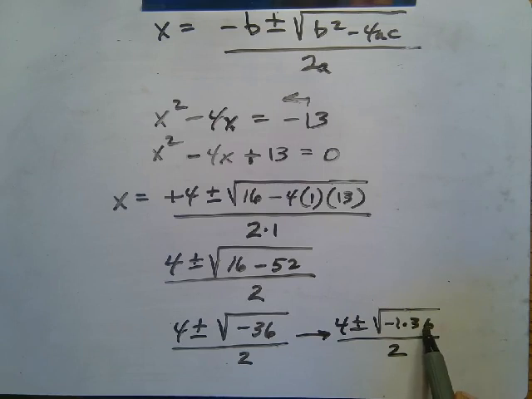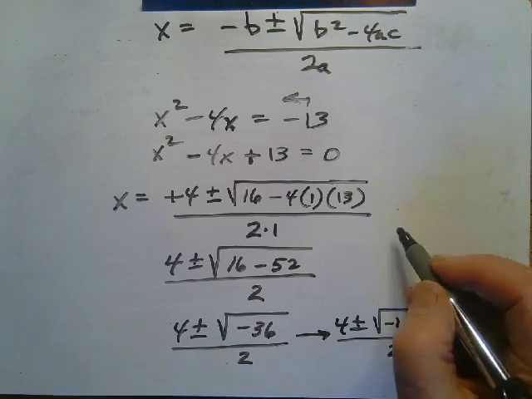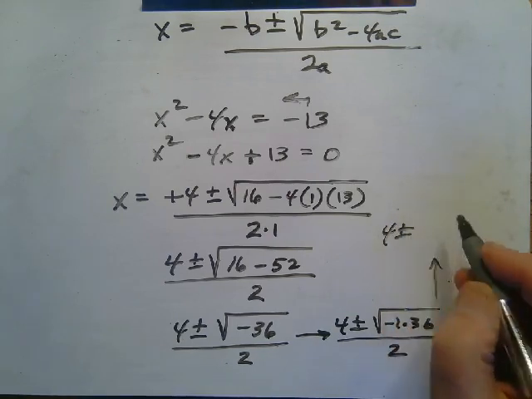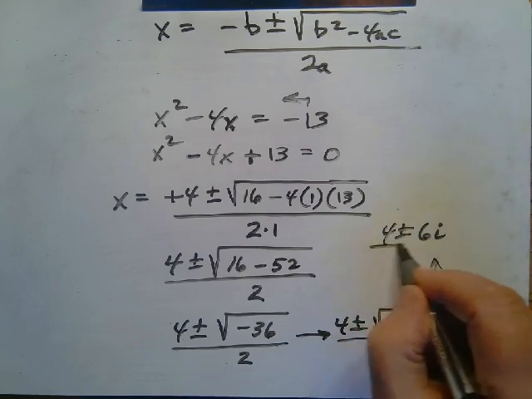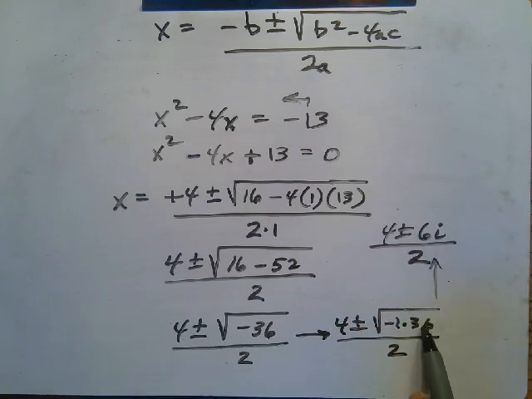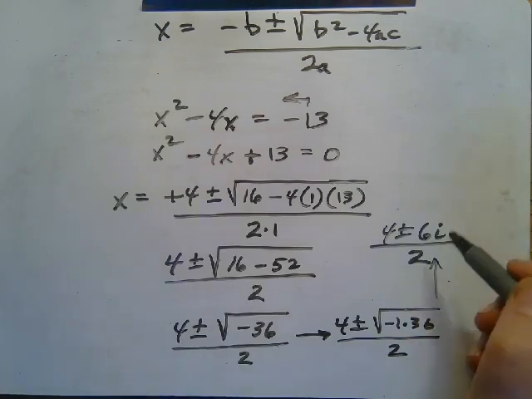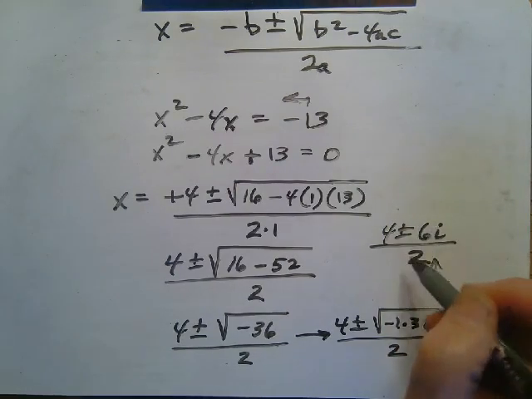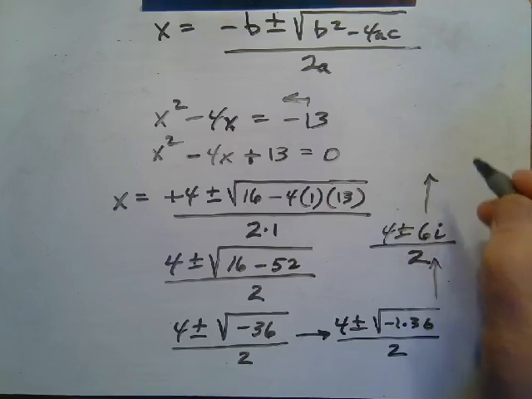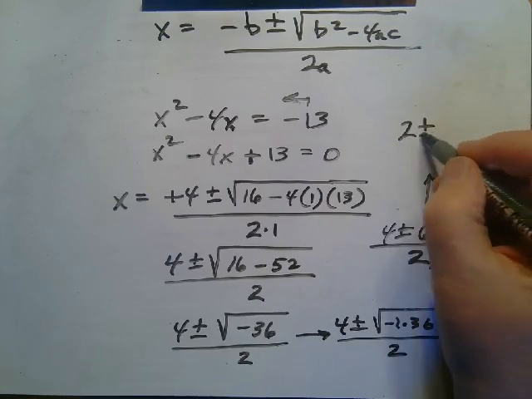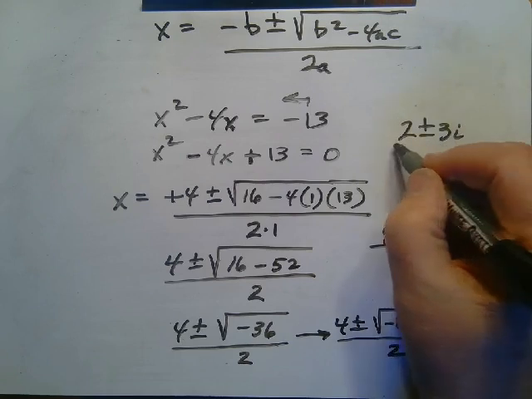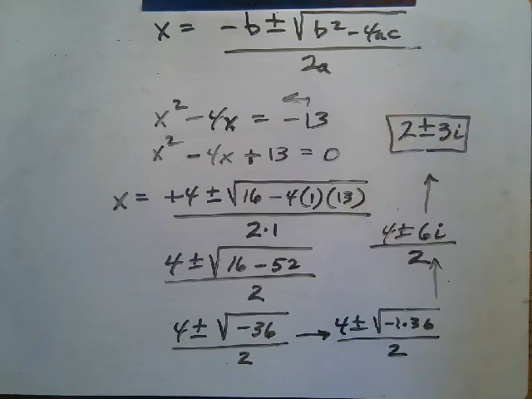Well, we know the square root of 36 is 6, and we know that the square root of negative 1 is i. So I've got 4 plus or minus 6i all over 2. 36 times a negative 1, that's 6i when I take the square root of it. So there's an answer, although actually I can reduce this. I can reduce all the terms here by 2. So 2 plus or minus 3i all over 1. Okay, so there's our answer.